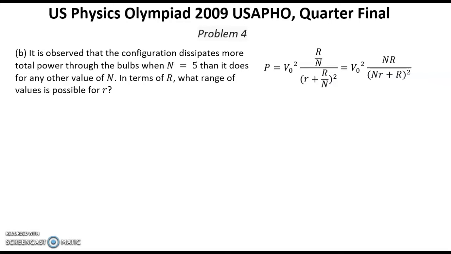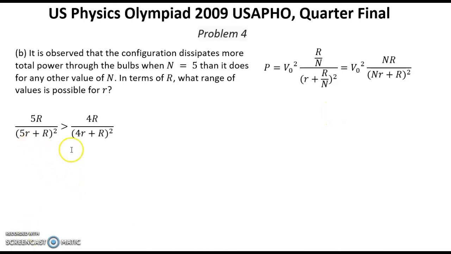Question B. It is observed that the configuration dissipates more total power through the bulbs when N equals 5 than it does for any other values of N. In terms of R, what range of values is possible for r? Solution. We have this expression for power, and we know that for N equals 5, this value is greater than when N equals 4 or N equals 6. So let's solve these.